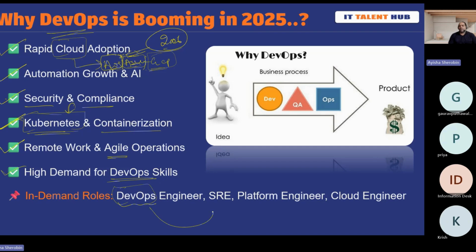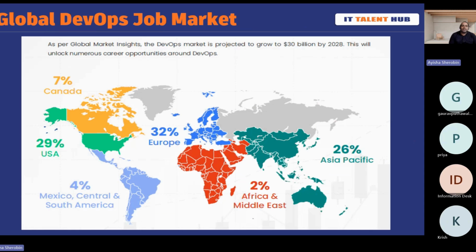Then we can switch our roles to SRE, that is site reliability engineers, where they are completely taking care of reliable systems, and also platform engineers and cloud engineers. So there are different roles available. We can switch from one role to another based on the skill set and the knowledge that we have.